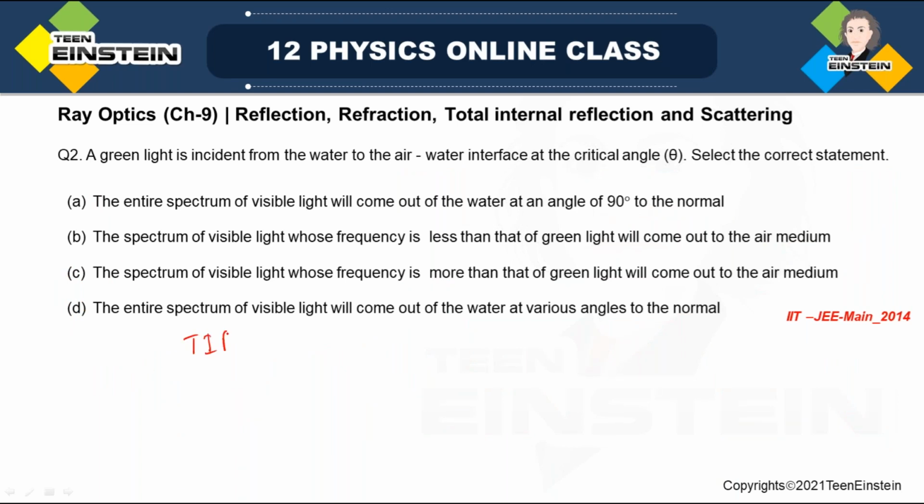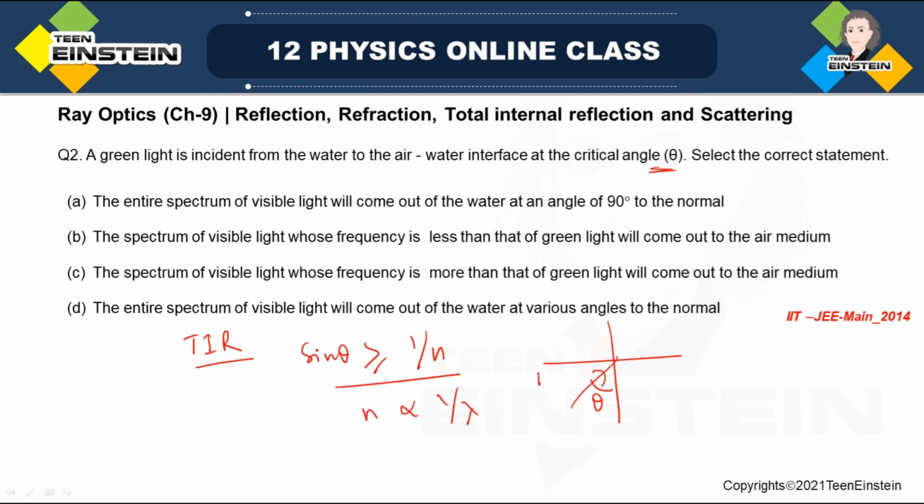See, we know the TIR condition with this theta critical angle with the incidence we have been given here. This is the condition of TIR, and we know refractive index is inversely proportional to the lambda of the light. Okay, so when it refracts at an angle theta from water to air, what happens if this theta is the critical angle for this particular green color? Then this angle theta will not be the critical angle for all the colors. This is the main point. Okay, this will not be the same for every color.